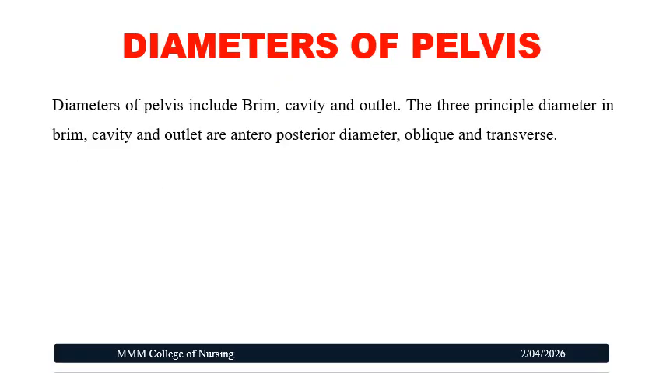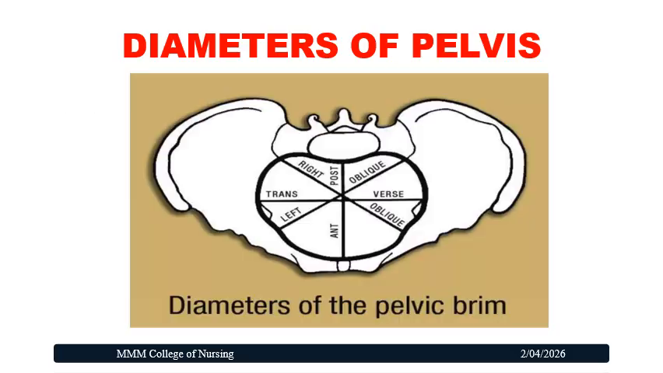Next is the diameter of the pelvis. The diameters of the pelvis include those of the brim, cavity and outlet. There are 3 principal diameters for the brim, cavity and outlet: the anteroposterior diameter, oblique diameter and transverse diameter. This is the image of the diameters of the pelvic brim. It depicts all the 3 diameters, that is, anteroposterior, oblique and transverse diameter.